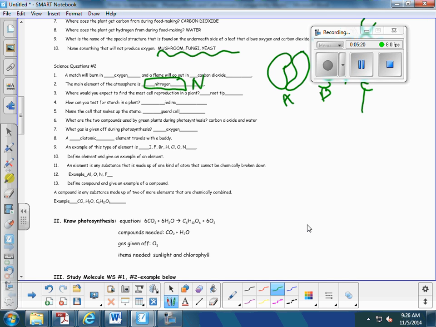Now, yesterday, or the day before, we looked at where the most rapid cell reproduction takes place. In a root tip of an onion, because the root's growing. That's where you would find the fastest mitosis going on. Testing for starch in a plant, iodine.